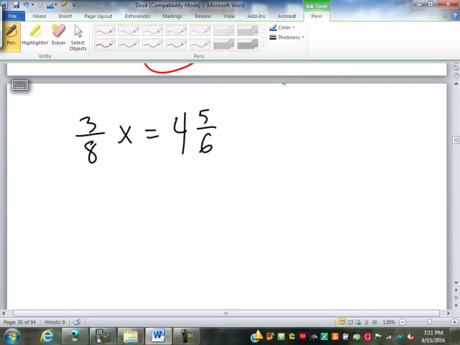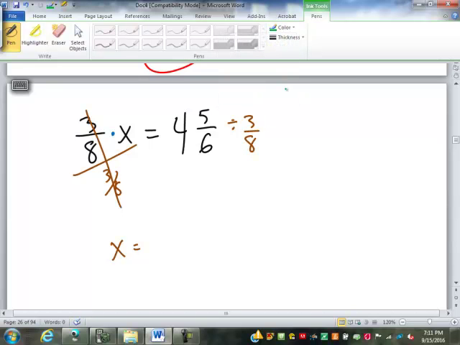How would I solve this one? Well, what's been done to x? How is this built? X has the 3/8 there. What operation attaches the 3/8 to the x? It's multiplied. So to get rid of it, we have to divide by 3/8. That'd make that be gone. We have to divide by 3/8 over here.